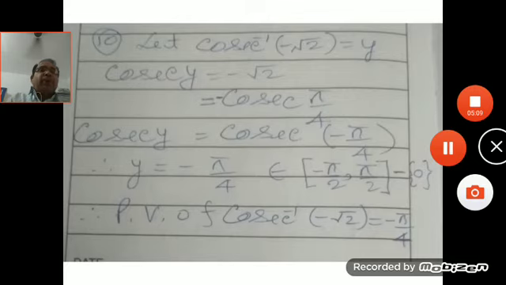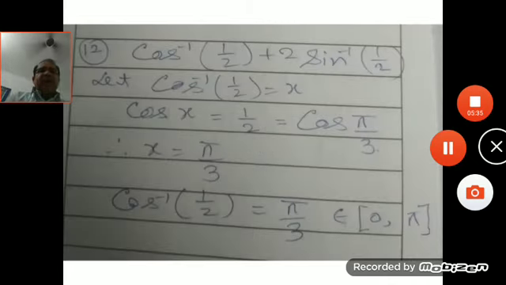And this minus pi by 4 belongs to the closed interval minus pi by 2 to pi by 2 excluding 0. This is the range of cosec inverse. So minus pi by 4 belongs to the range. Therefore, we can say the principal value of cosec inverse minus square root 2 is minus pi by 4. In this way, this question is completed. Now we can take the next question, question number 12 of our exercise.